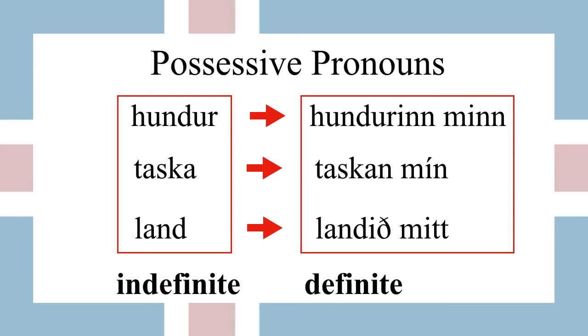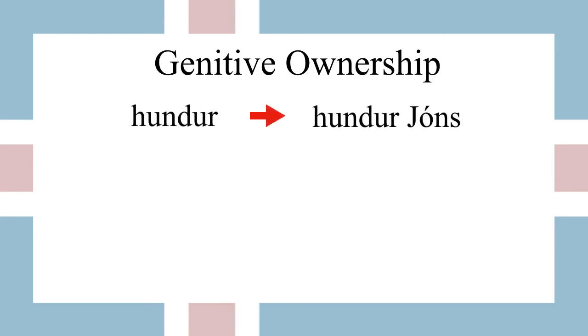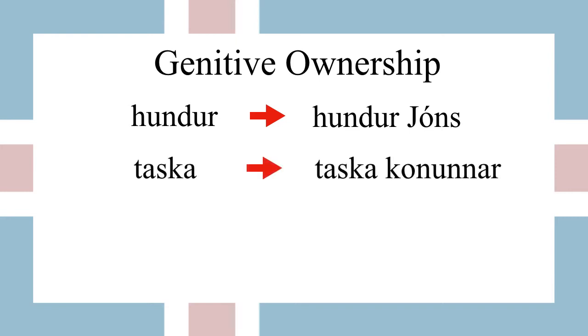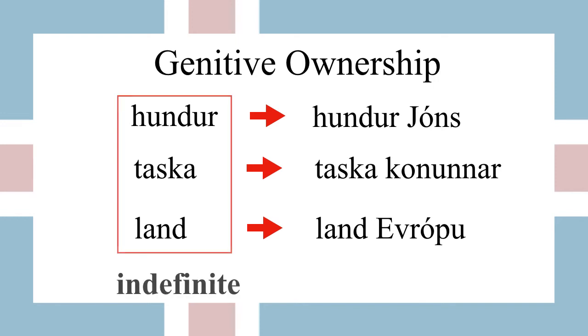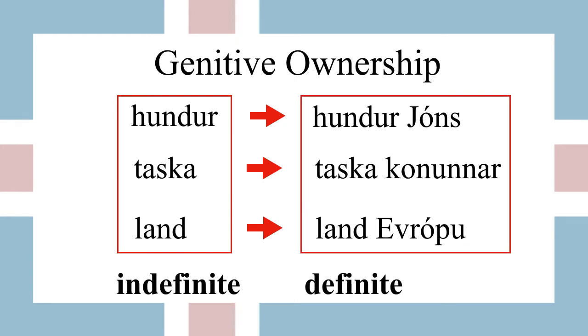And the last kind of definiteness that we'll look at is when we have genitive ownership. This is when we have a noun that's possessing a different noun. For example, hundur becomes hundur Jóns, which means Jón's dog, or the dog of Jón. Taska becomes taska konunar, for example, which means the bag of the woman, or the woman's bag. Land can become land Evrópu, a land or a country of Europe. All these words on the left side are the indefinite form, and on the right side they are all definite.